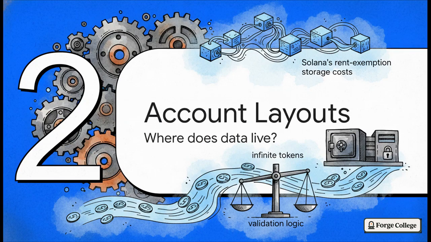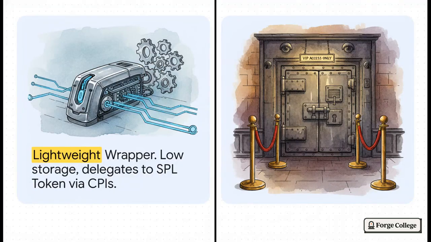Moving to Section 2. Account layout architectures. Where exactly does the data live? When we're drafting this factory blueprint, the absolute first major structural choice we have to make is deciding exactly where our data lives. This one choice dictates how complex our validation logic is going to be and, crucially, how we handle Solana's rent-exemption storage costs for all those infinite tokens.